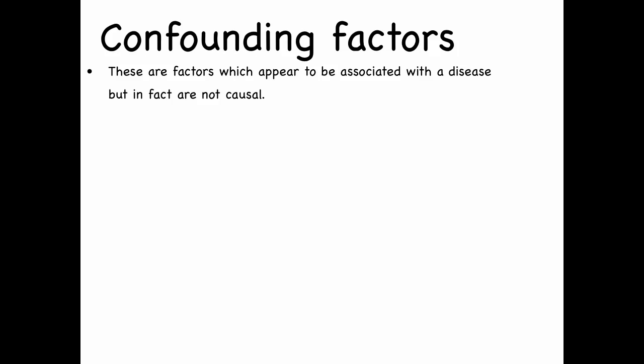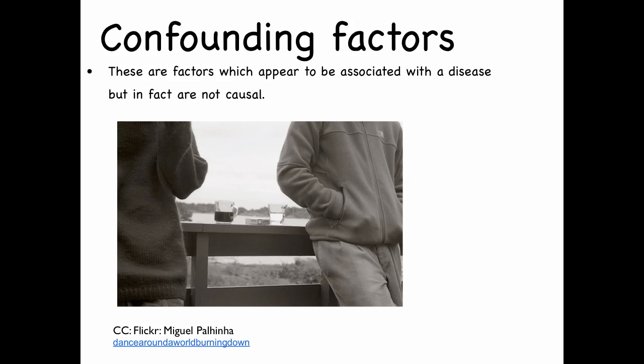Third type of factor that I'd like to talk about are confounding factors. And these are factors that appear to be associated with the disease, but in fact are not actually causal. So for example, we can often find an association between coffee drinking and lung cancer. However, coffee drinking does not cause lung cancer. There's actually another correlation: people who drink a lot of coffee also smoke a lot of cigarettes. And so it's the chemicals in cigarettes that cause lung cancer, but we can often make a mistake by saying that correlation is causation. You've probably heard that before. That's what we're talking about. So coffee drinking does not cause lung cancer. It's the chemicals in smoking, but they're both correlated.